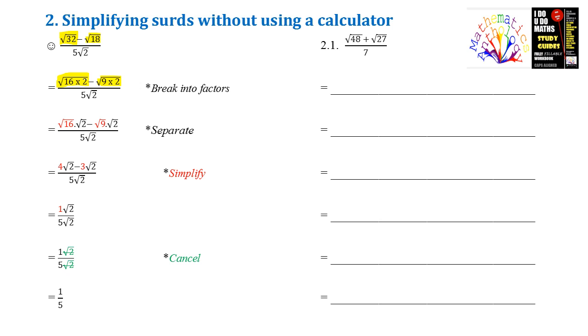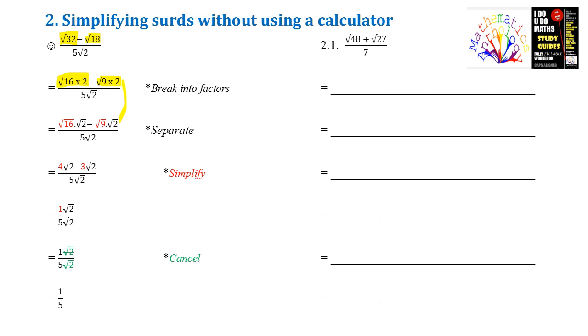So now the square root of 16 times 2 can be broken up into the square root of 16 times the square root of 2. The square root of 9 times 2 here can be broken up as the square root of 9 times the square root of 2. All over 5 root 2 as our denominator.